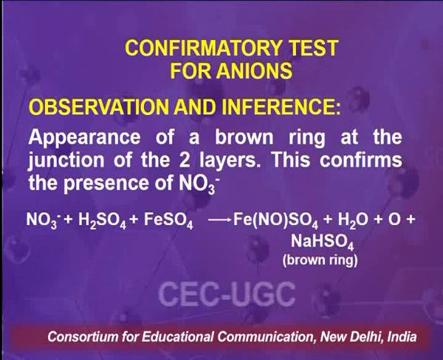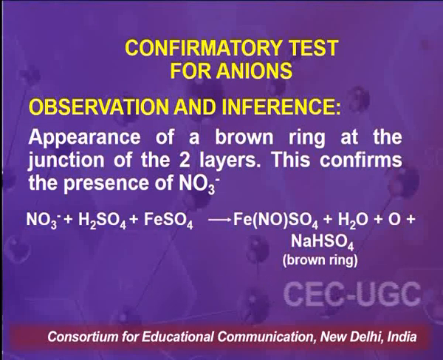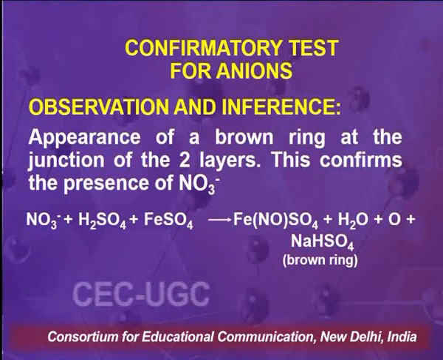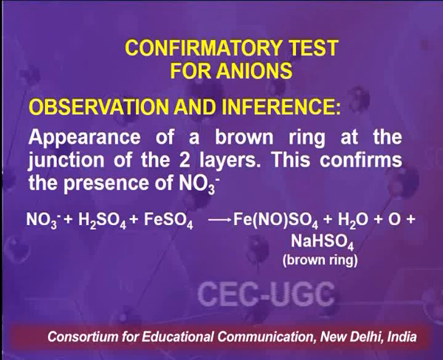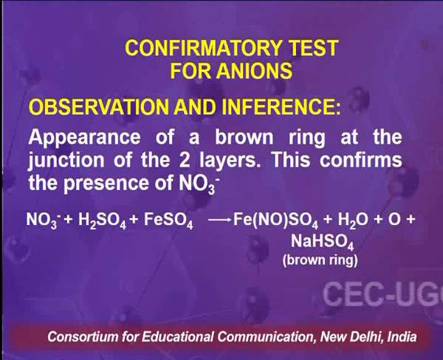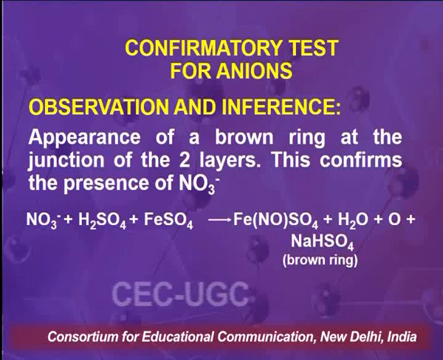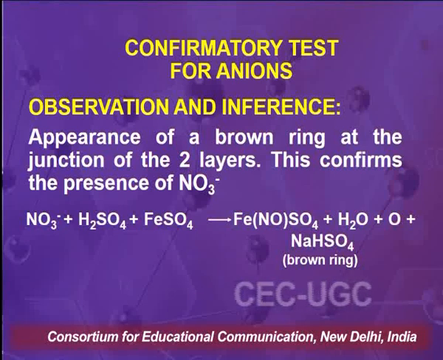junction of the two layers confirms the presence of nitrate ions, and the chemistry involved wherein the nitrate ions react with ferrous sulfate in the presence of sulfuric acid to give FeNOSO4, which is the brown ring, and which is the composition of the brown ring, and along with the byproducts which include water, oxygen and sodium bisulfite.